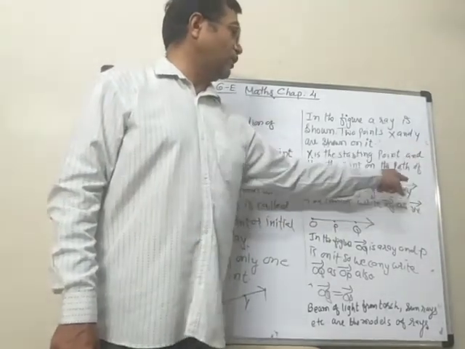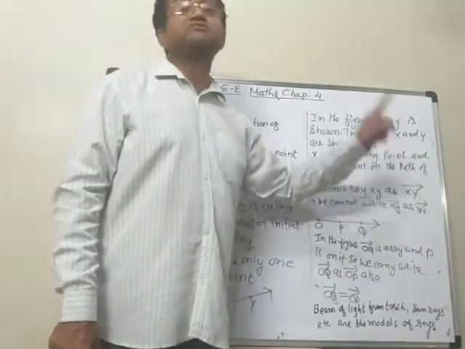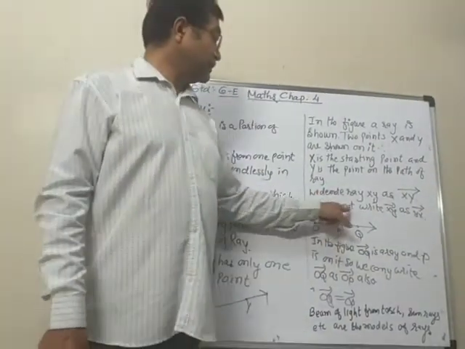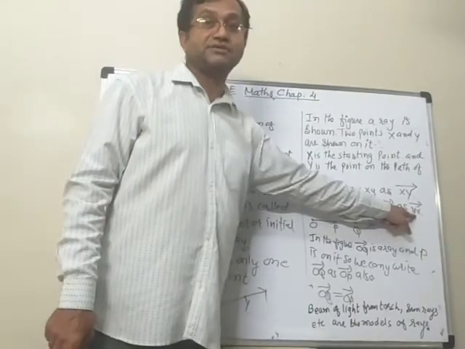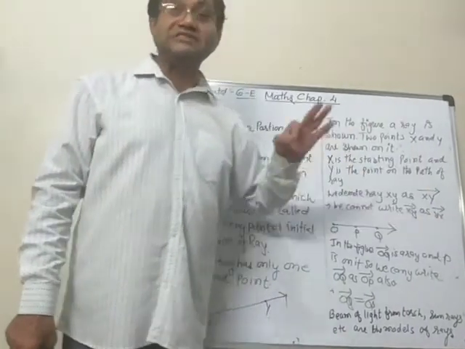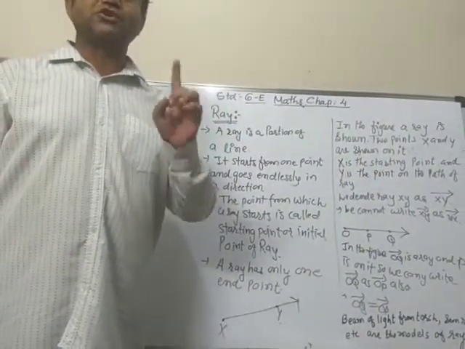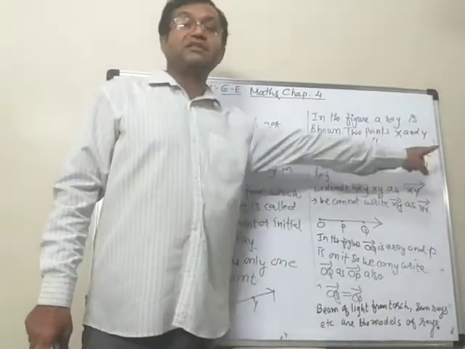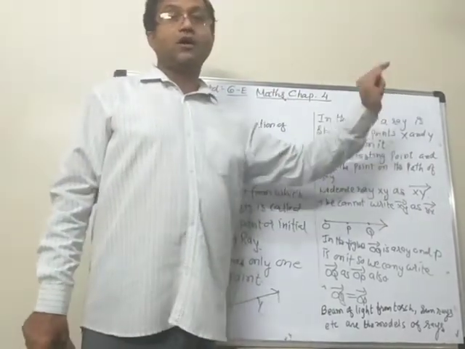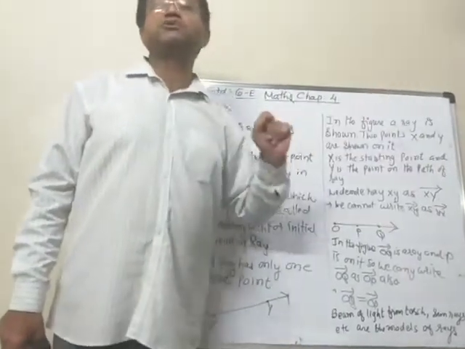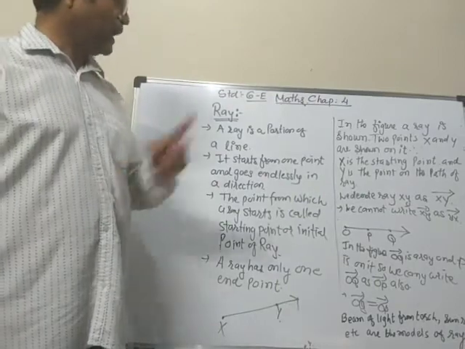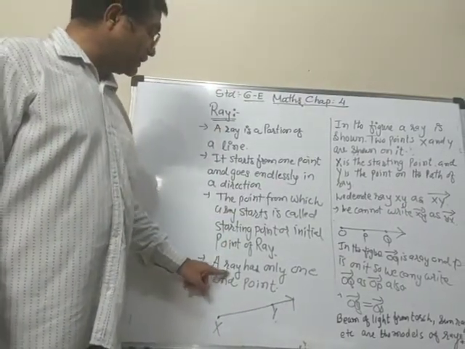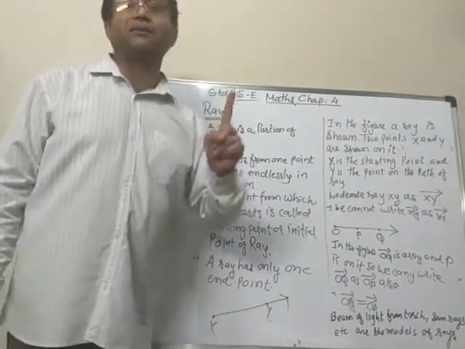We draw an arrow. The initial point must be written first. Remember that. You can't write ray XY as ray YX because it does not start from point Y. So the starting point must be denoted first, then the other point, and for a ray the arrow should be in that direction.